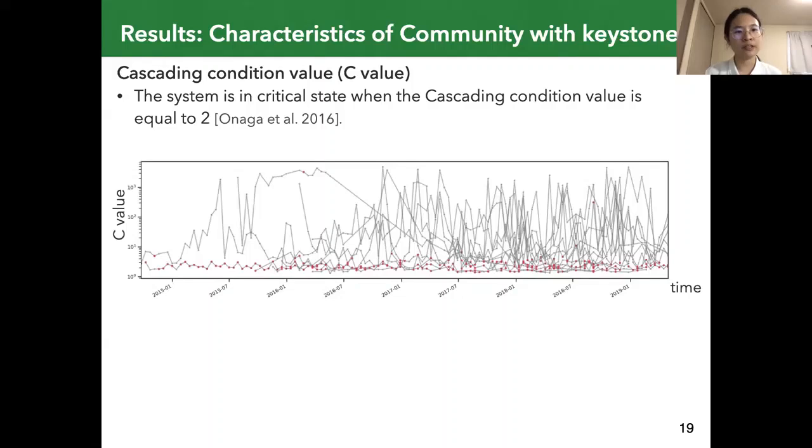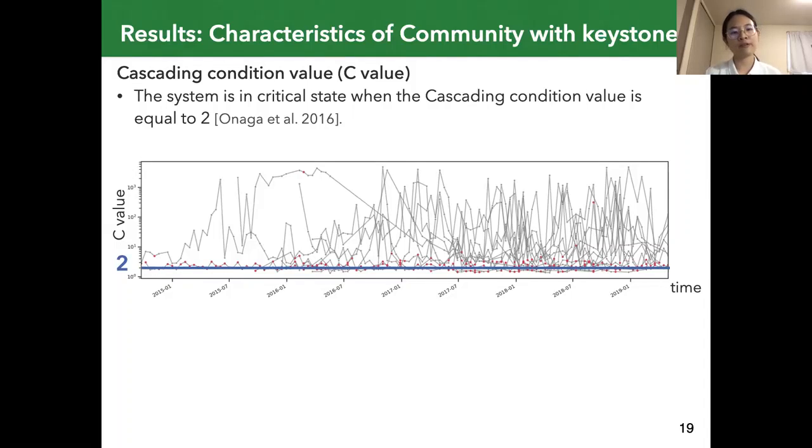This figure shows a temporal development of C value of each community. X-axis is time, y-axis is C value plot in log scale. Red dot is a window with keystone. As shown here, most of the red dots, or windows with keystone, have C value around 2.